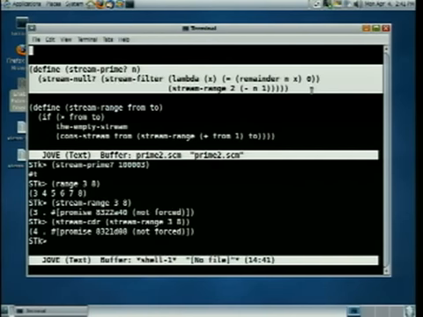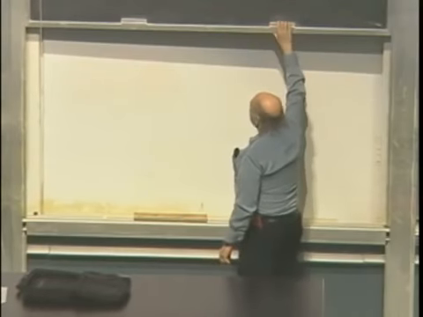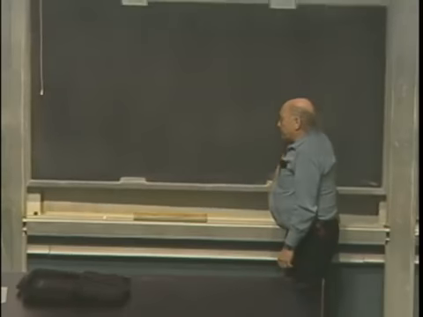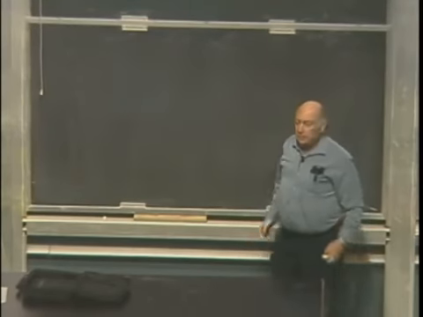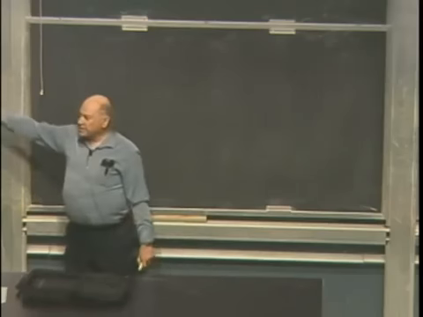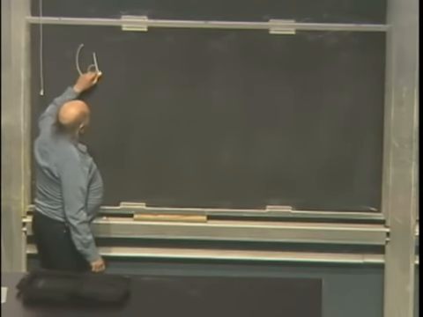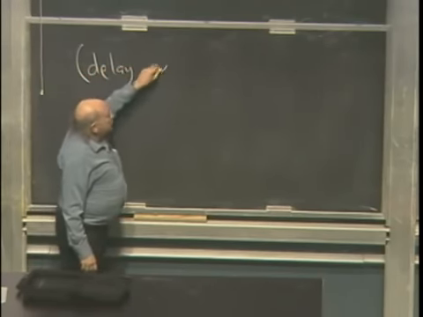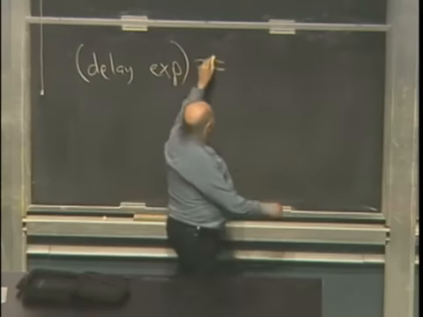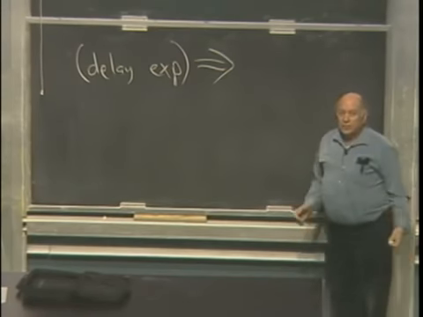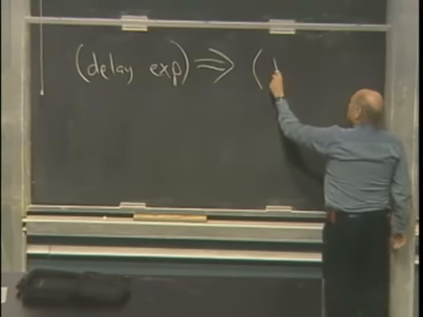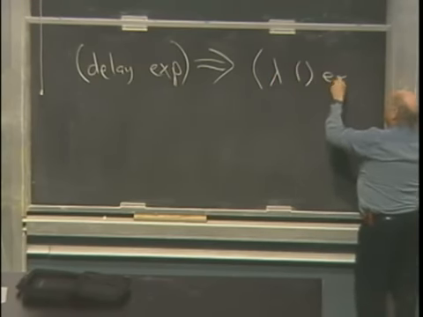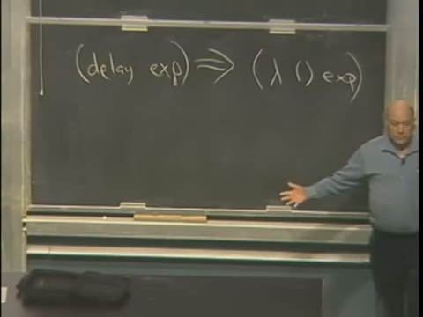By the way, how does delay work? Delay is built into Scheme. So you might think of it as a piece of complicated magic. But we're going to implement delay, version 1 of delay, as a syntactic abbreviation. So I'm going to translate a delay expression into something else. What I'm going to translate it to is lambda, no arguments, expression. That does it, right?